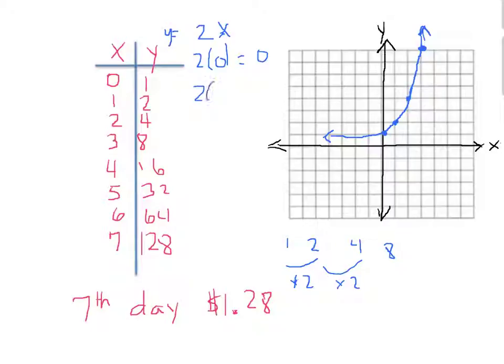If you input 1, you get 2. That one comes out correct. If you input 2, you get 4. But then when you get to day 3, 2 times 3 would be 6, and it would not be 8. So for one thing, this equation does not match the table. For another thing, what kind of function is 2 times x? Well, it's a linear function because it's x to the first power.